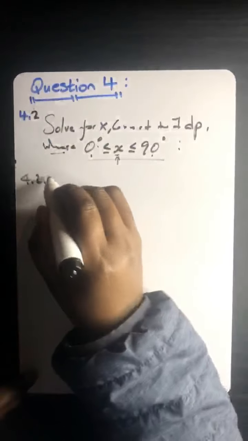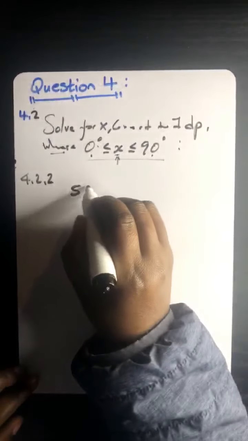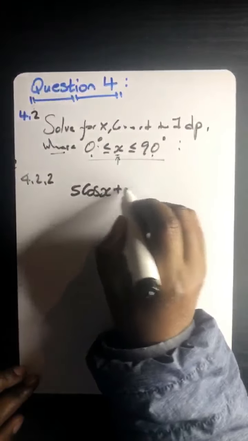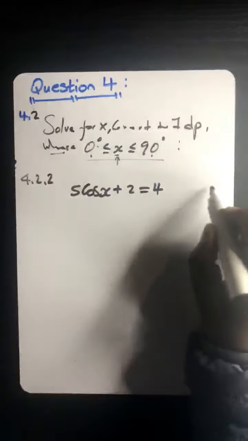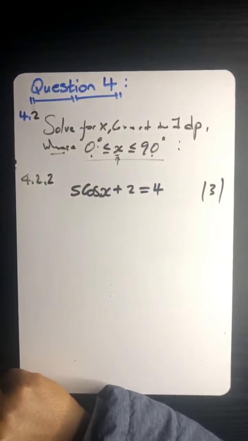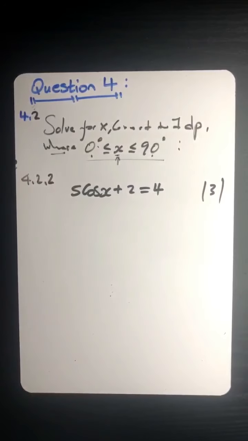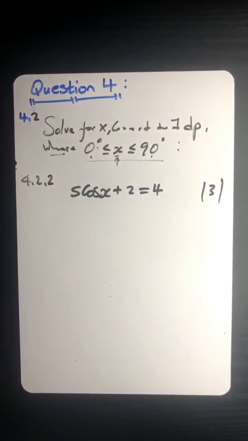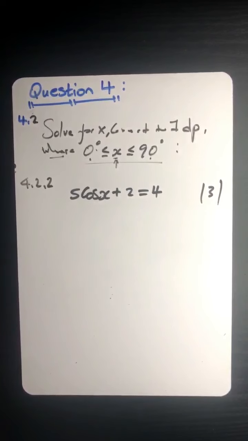So now, 4.2.2. This is what we have. We have 5 cos of x plus 2 being equals to 4. And this question is allocated 3 marks. Is there anyone who also wants to give this one a try? Tumelo, another one who wants to give it a try.